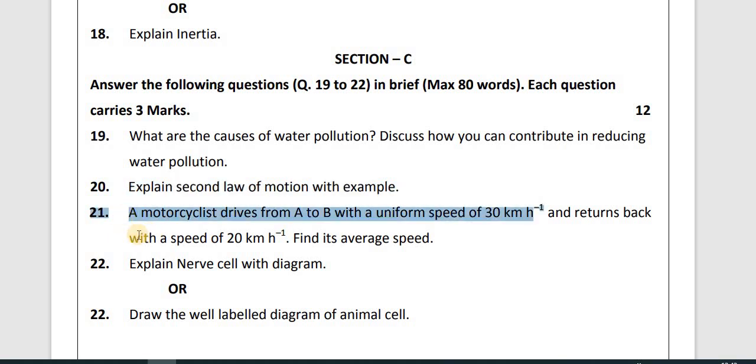Let's see now the next question. Question number 21. A motorcyclist drives from A to B with a uniform speed of 30 km per hour, and it returns with a speed of 20 km per hour.